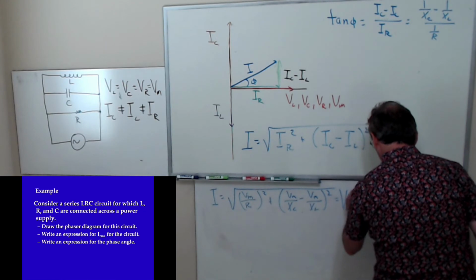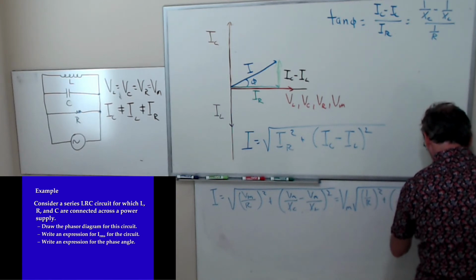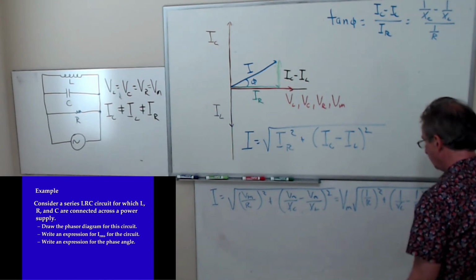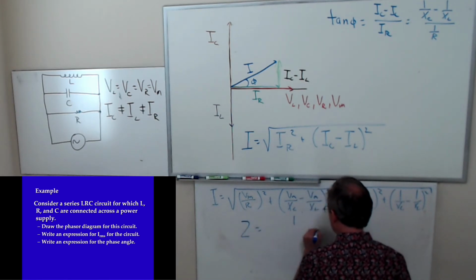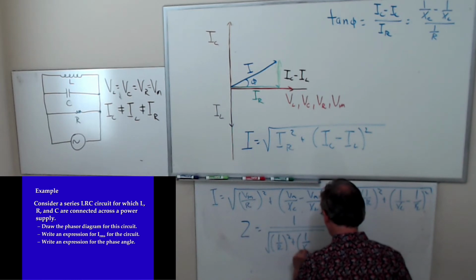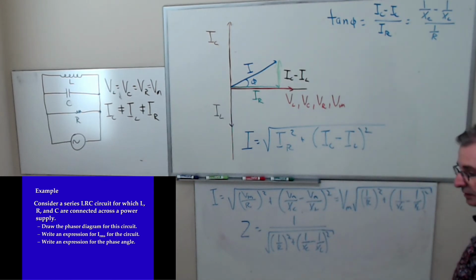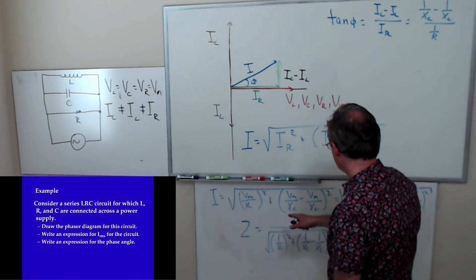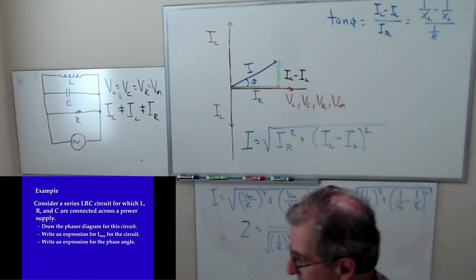And I can factor out the V sub m. And so Z then, so I have the expression for I. If I want RMS, what do I do here? I just divide by the square root of 2 here, right? I don't know why I wrote down RMS in the expression in the problem.